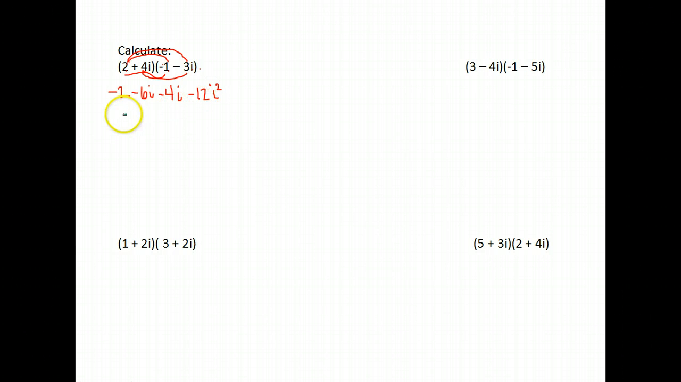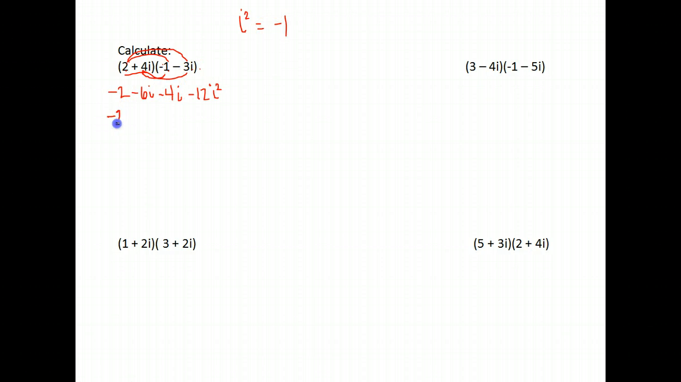Okay. To simplify from here, there's a couple of things we need to do. We need to combine like terms, and we can't have an i squared in a simplified answer. We can have i, but not i squared. Now, if you've forgotten from algebra, i squared is equivalent to -1, because i is the square root of -1. When you square it, you get -1. So know that i squared is equivalent to -1.